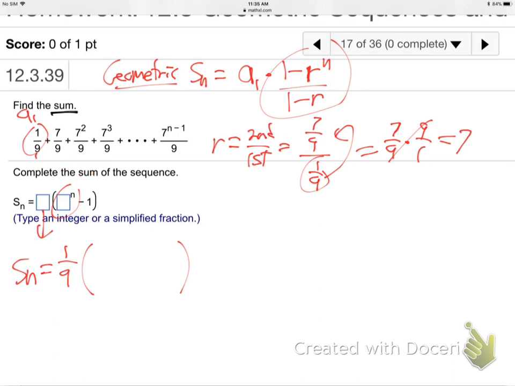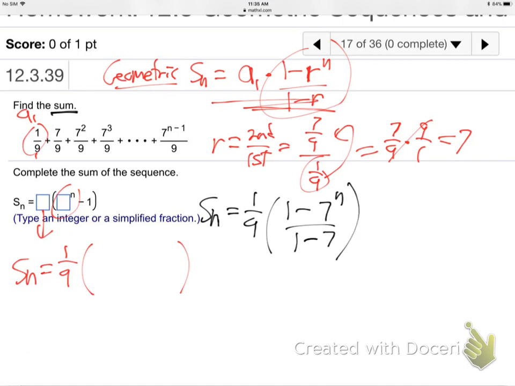Okay, so what? Well, then this formula, whoops, I'm kind of scribbling it. This formula is going to be S sub n equals a1, 1/9, times 1 minus r, which is 7 to the n, over 1 minus 7. Everybody good so far? I just took that formula, plugged in a1, and plugged in r.